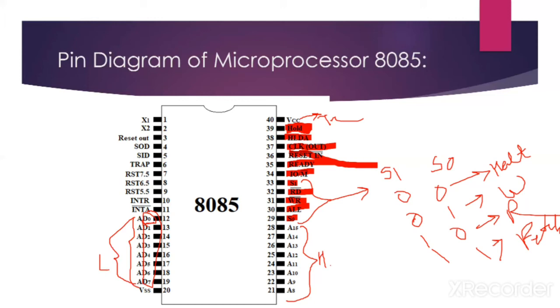Next, pins 12 to 19 are the multiplexed address or data bus. The signal lines from AD0 to AD7 are bidirectional. They serve a dual purpose. They are used as the low order address bus as well as the data bus. Means they work both as address bus and as data bus.